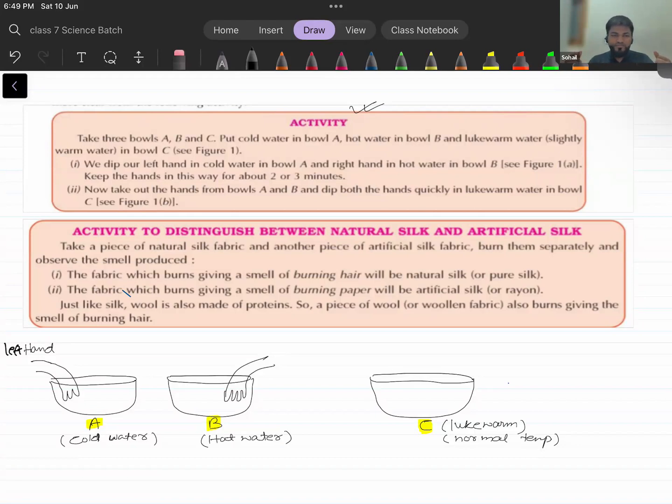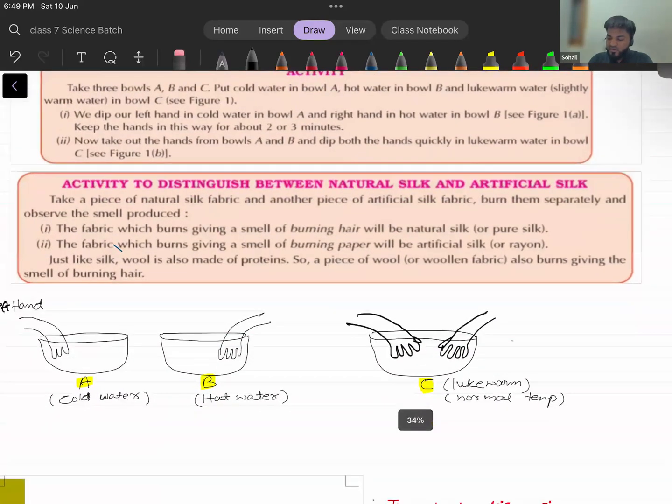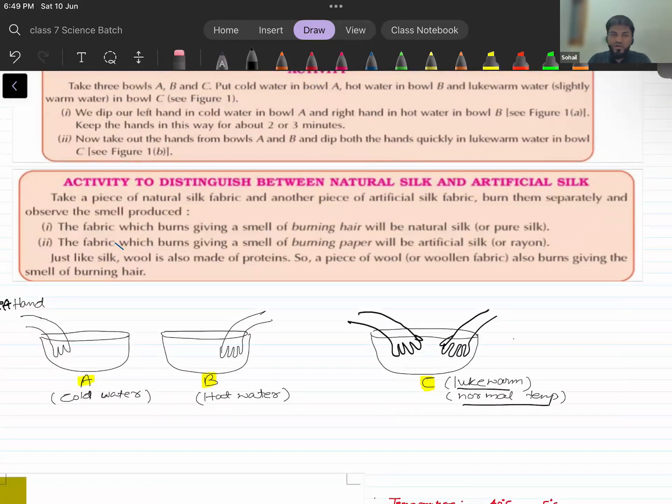All right, Mafaz. Now take your hands out of ball A and ball B, and together put your hands in ball C that is containing lukewarm water. So you will put your hands in ball C, right? This is ball C. And what is the temperature? It's normal temperature. It's neither too hot, nor too cold, right?